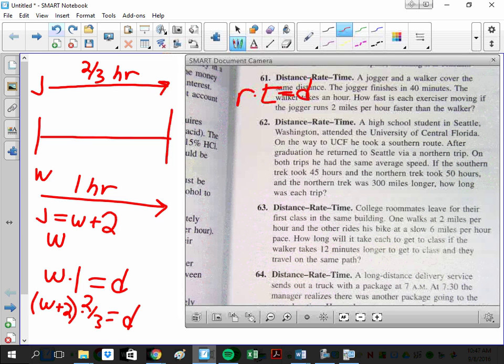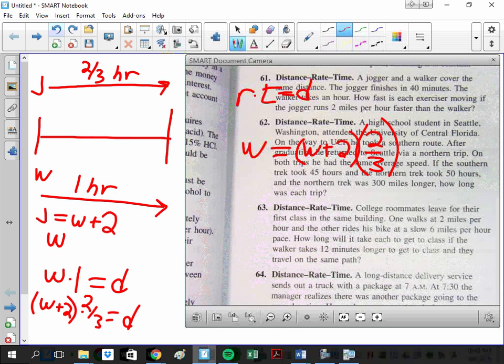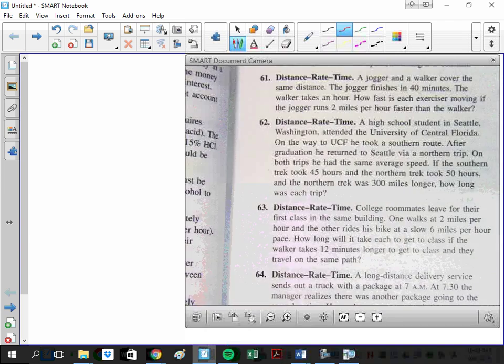But the D is the same. They covered the same distance, and we don't even know what that distance is, but we can set them equal to each other. So W times 1 is equal to W plus 2 times 2/3. Now, when I get W, that's not my answer. There are two speeds we need to figure out. So if W is 3 miles an hour, then J would be W plus 2, which would be 5 miles an hour. Okay, are we getting the hang of this? 63.